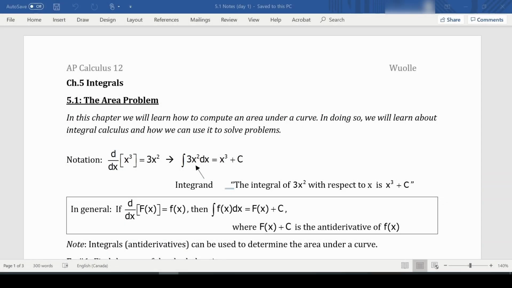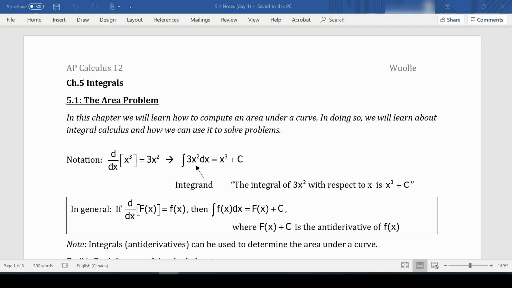Hello and welcome to our first lesson of chapter 5, which is integrals. This is the third big idea in our calculus course, the first being limits, the second being derivatives. In this chapter, we will learn how to compute an area under a curve, and in that process, we will be looking at integral calculus and how we can use integrals to solve problems.